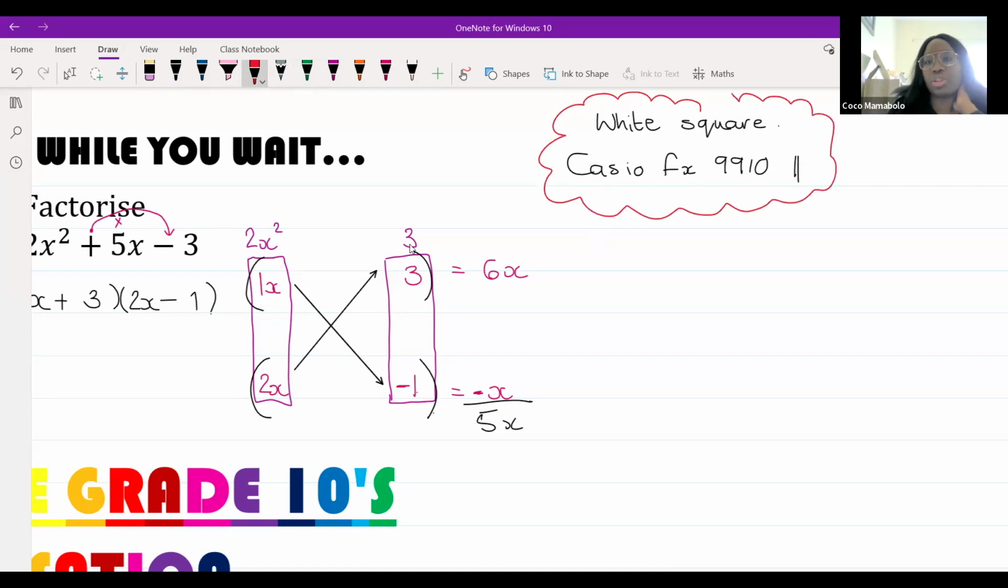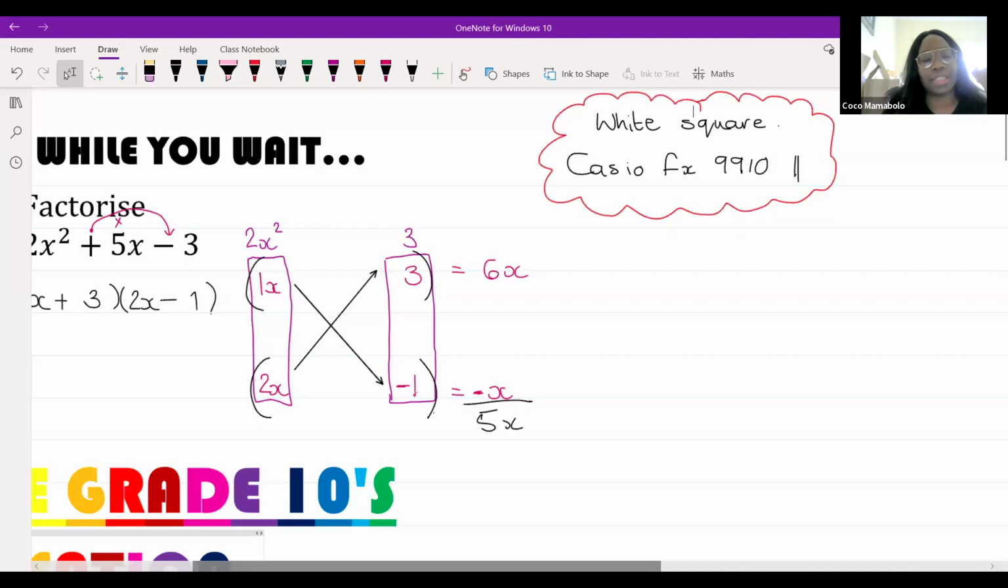Because when we get to equations, it's going to be so much easier for you to do everything that we want to do on a calculator. It's going to be a little easier. The maths will move a little bit faster. I know that it's not accessible to everyone, but if you can, please ask mom or dad if they can get you that one.